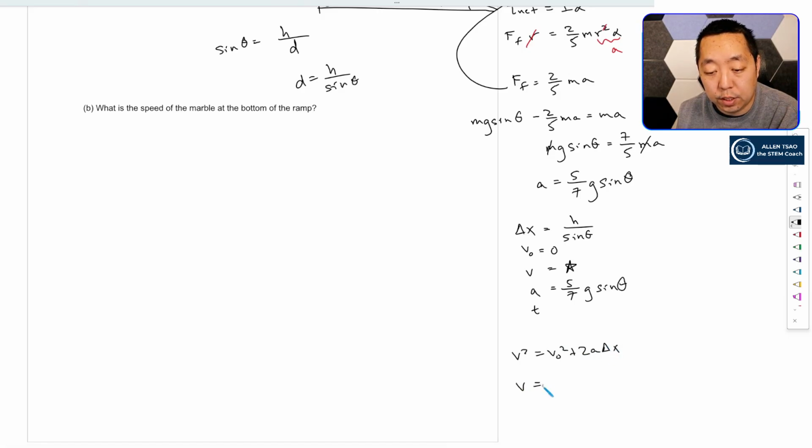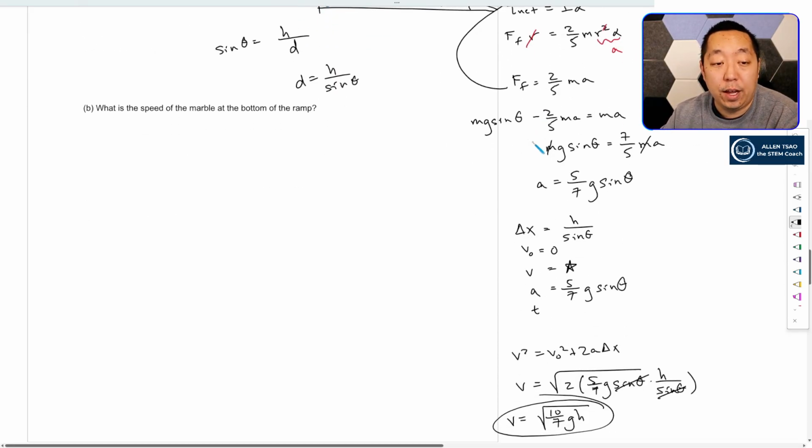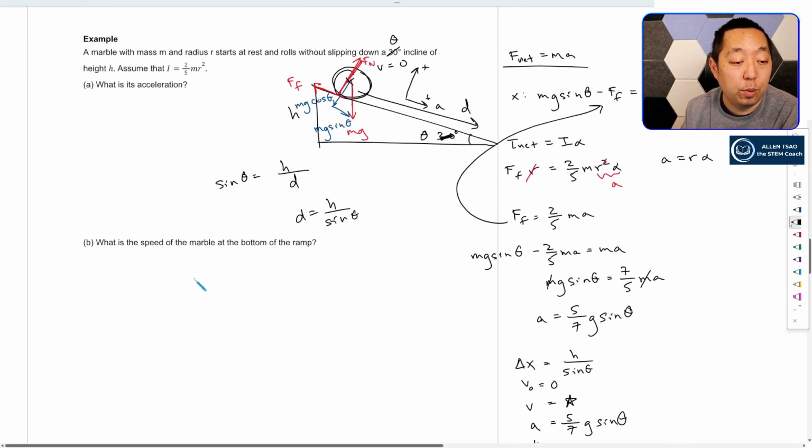And we can use kinematics to get this part. So v is going to be the square root of 0 plus 2 times 5/7 g sin θ times h over sin θ. Those will cancel, and you get the square root of 10/7 gh as the final velocity. So that we could have done from unit 5. Now let's try from an energy point of view.